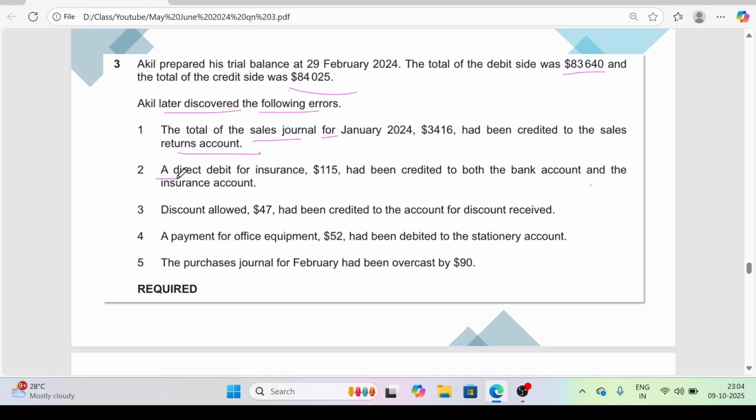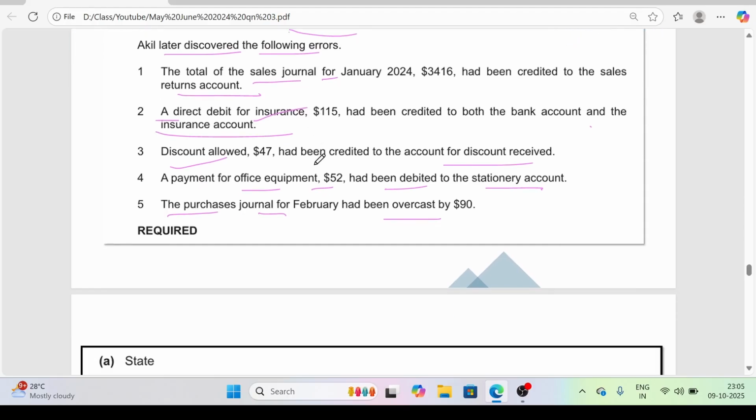Second one, a direct debit for insurance 115 had been credited to both the bank account and the insurance account. Third one, discount allowed $47 had been credited to the account of discount received. Fourth one, a payment for office equipment $52 had been debited to the stationery account. Then fifth one, the purchase journal for February had been overcast by 90. So for these transactions, we have to make the rectification of errors journal entry. Okay, let's get started.